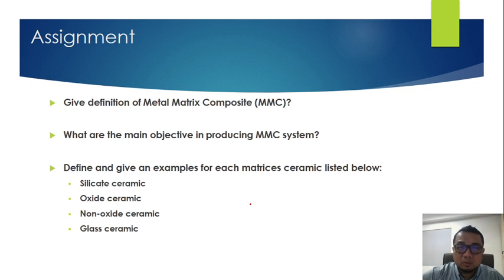So that's all for today's class, but I have some assignment for this topic. A simple assignment. First, give definition of metal matrix composite. What are the main objectives in producing MMC? Define and give an example for each matrix ceramic. So, give the example for these four. This assignment, I give you 1 week to complete it. Next week, Monday, 12 o'clock. So if you're late to submit the assignment, I will reduce the mark. That's all. Thank you.